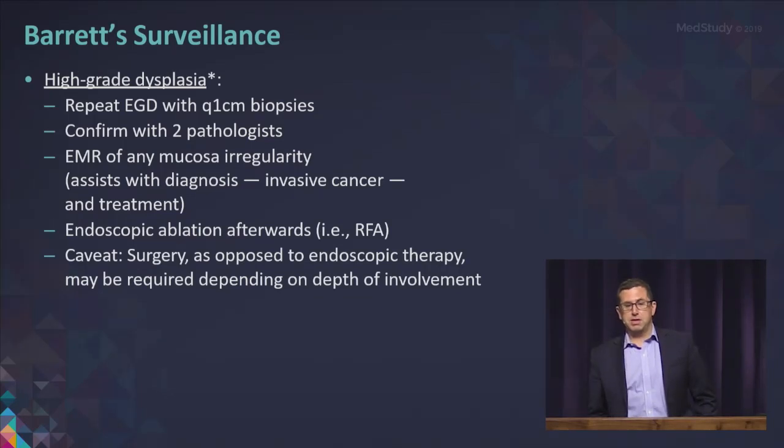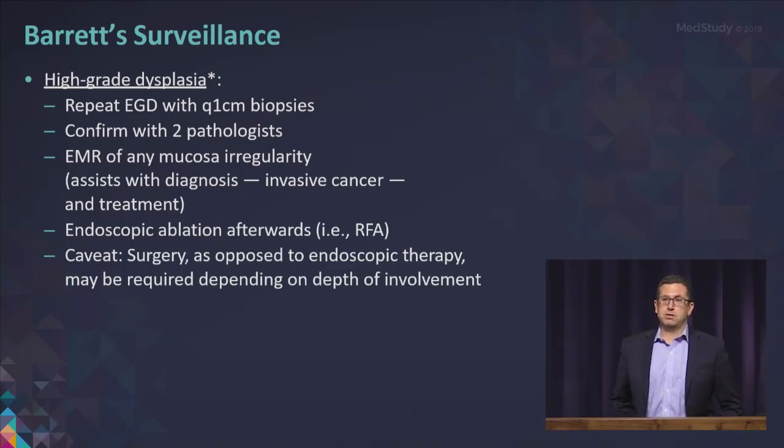If you have high-grade dysplasia, fairly similar, you want to repeat the EGD, take more frequent biopsies at shorter centimeter intervals. You want to confirm it with 2 pathologists. Again, you want to remove any nodules with endoscopic mucosal resection, which we could do during EGD. And again, that's to make sure that there's no frank cancer. You want to ablate the rest of the Barrett's with radiofrequency ablation.